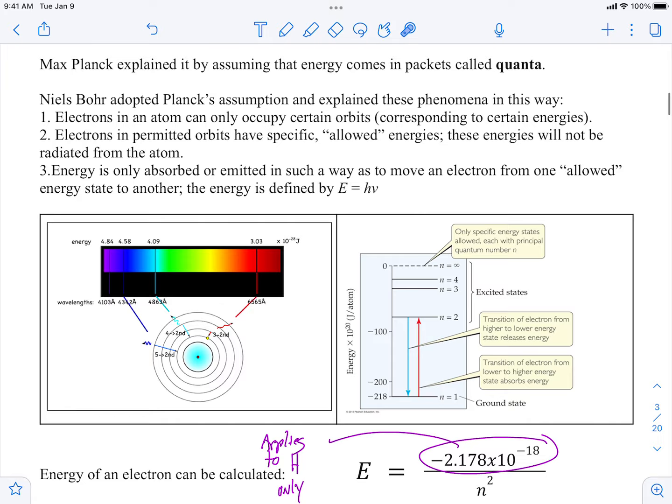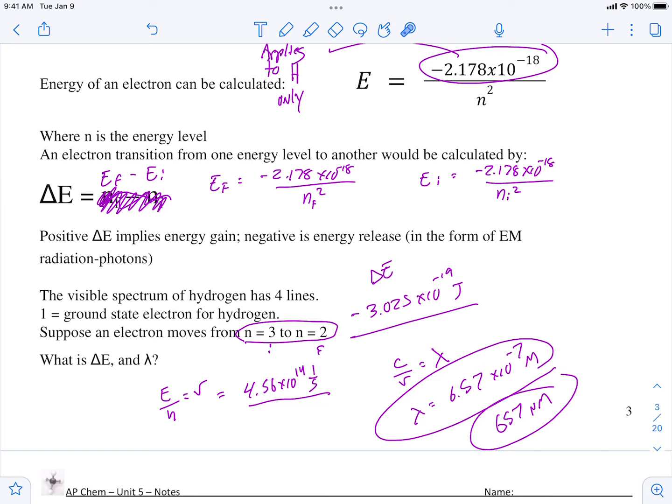And then electrons jump up and down in hydrogen. You need to be able to calculate how much energy change occurs when an electron falls from level Y to level X. And then turn that into an energy, turn it into a wavelength, and then identify what type of wave. Red, orange, yellow, green, blue, indigo, violet.